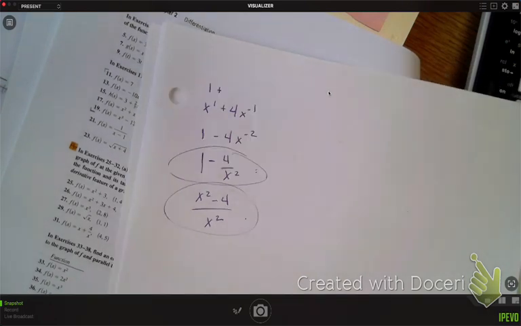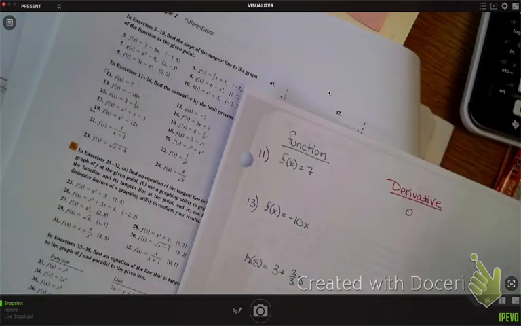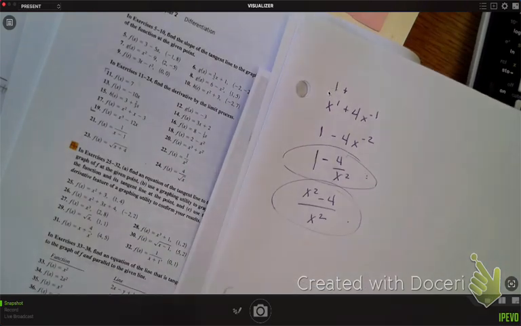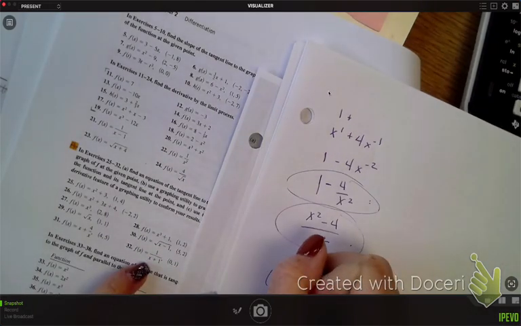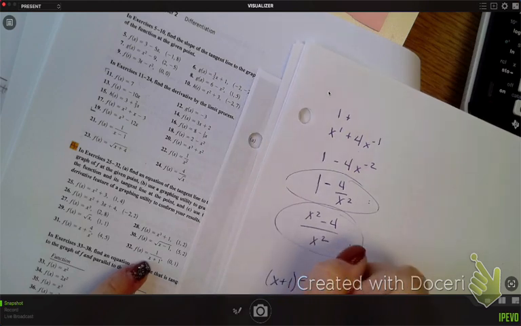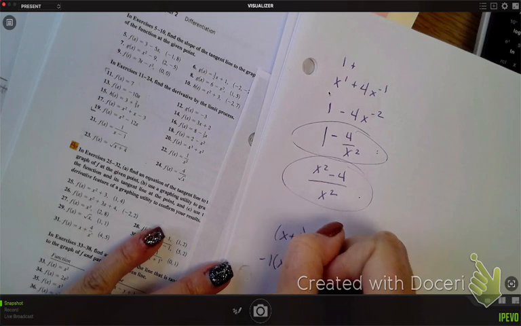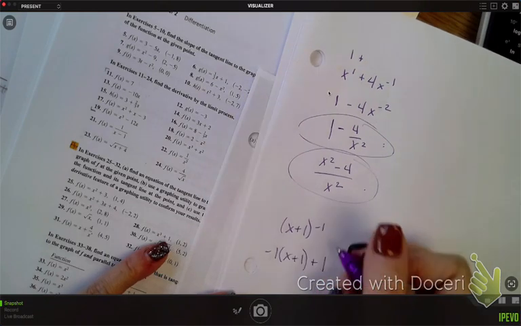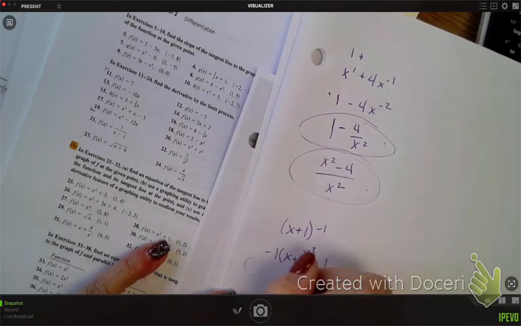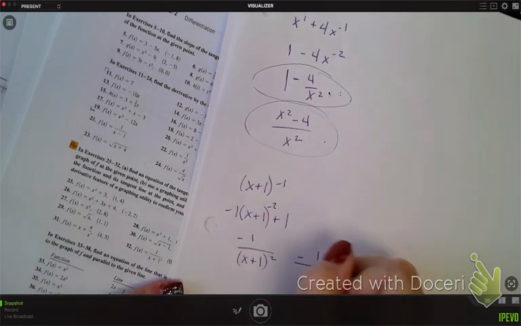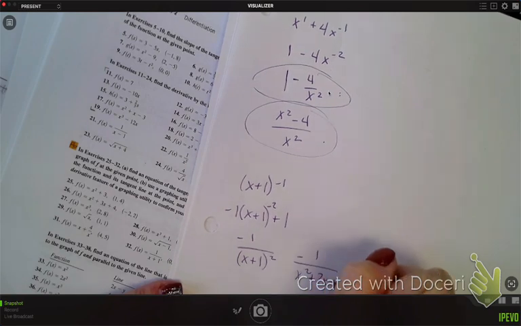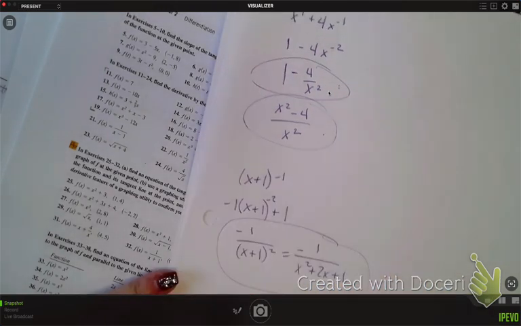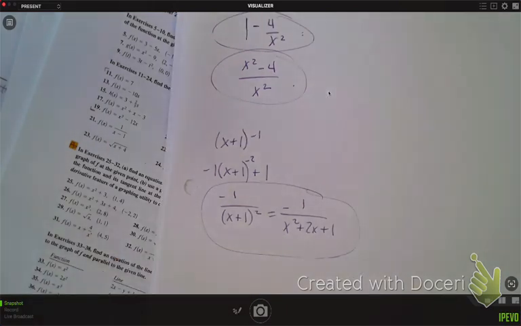For 32a, negative 1 over x plus 1 squared, or you could have negative 1 over x squared plus 2x plus 1. Either one of these is correct. Those were more challenge ones. I am not going to focus on the rational ones. You're going to find rules for those.